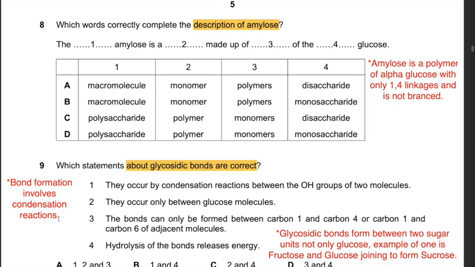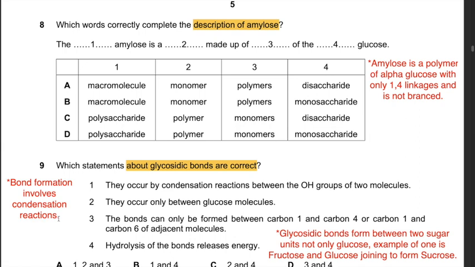Question 8. Which words correctly complete the description of amylose? One thing you should know is that amylose is a polymer of alpha glucose with only 1,4 linkages and it is not branched. Hence A and B are incorrect as amylose is not a monomer but a polymer. And which one is correct among C and D? Well, the correct choice is D, as if you look at answer 4 where we have to choose between disaccharide and monosaccharide, glucose is a monosaccharide.